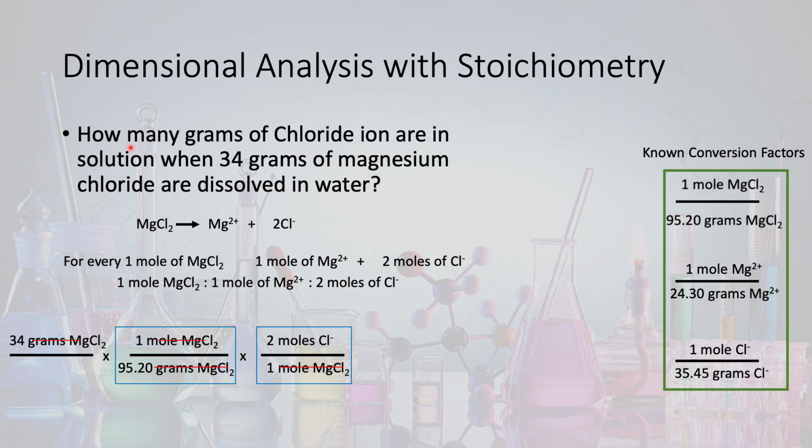Our last step, because the question requires us to answer in grams of chloride, is to convert moles chloride to grams chloride. So we can use the molecular mass of chloride ion, described over here as 35.45, and again, because we know these are interchangeable, we can describe this as 35.45 grams chloride to 1 mole chloride. When we multiply these together, moles chloride cancel out, and we're left with grams chloride.